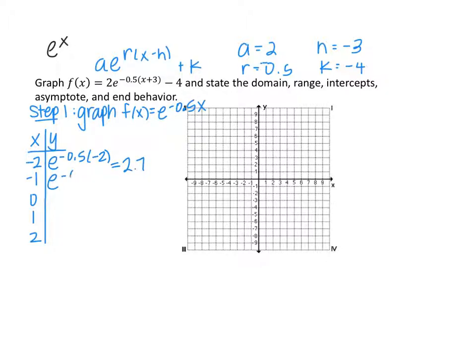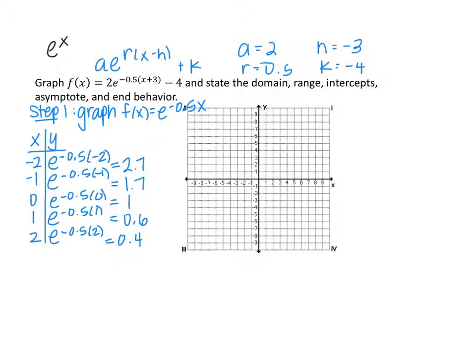And then e to the negative 0.5, x is now negative 1, and that is about 1.7. E to the negative 0.5 times 0 would just be e to the 0. Anything to the 0 power is 1. E to the negative 0.5 times 1, we get about 0.6. And then e to the negative 0.5 times 2, now x is 2, and we get about 0.4. Okay, so I'm going to start graphing those points.